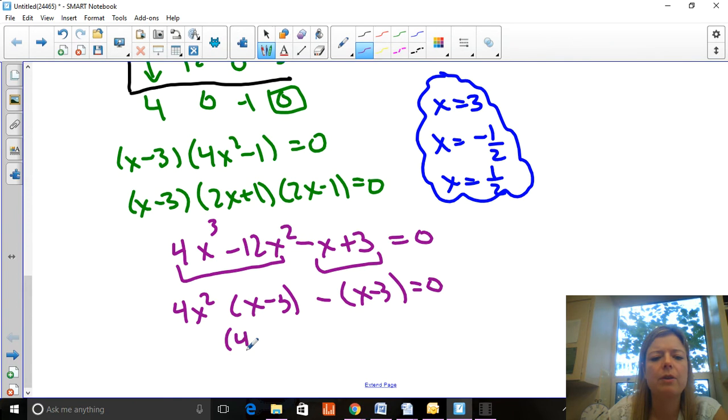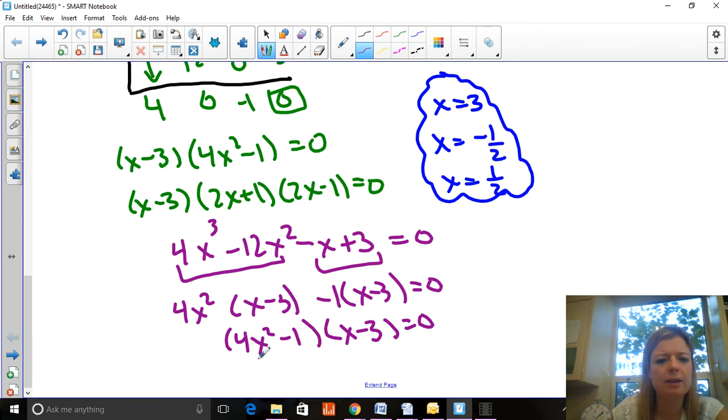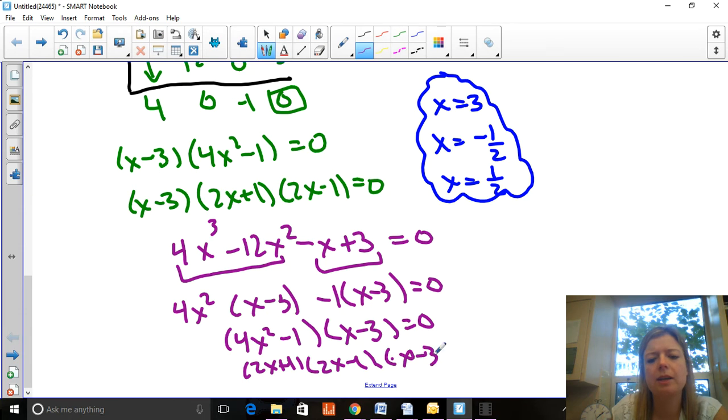So then I'm left with 4x squared minus 1. Remember there's a little imaginary 1 there. Times x minus 3 equals 0. And so then you get 2x plus 1, 2x minus 1, x minus 3 equals 0, and then you come up to the same conclusion. So therefore, x can equal plus or minus 1/2 or 3.